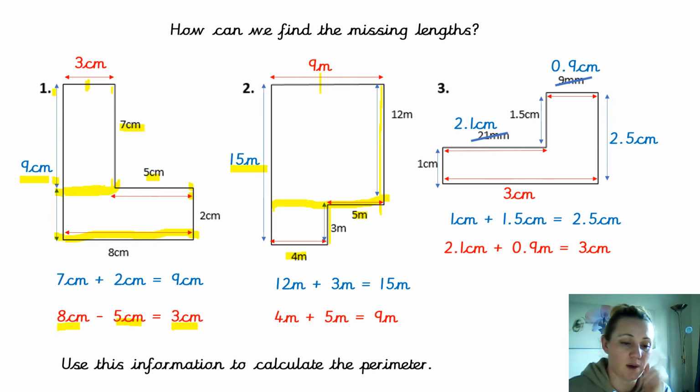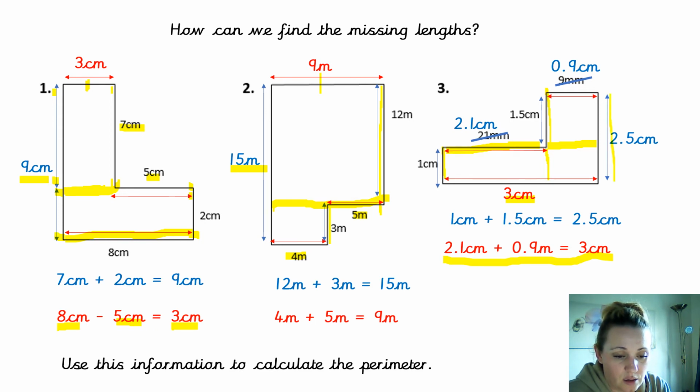And then finally for this one, we had some different measurements here. We have millimetres and centimetres. So the first job is to convert them so they're all the same. So convert your 21 millimetres to 2.1 centimetres, 9 millimetres to 0.9 centimetres, and then you can work out your missing lengths. So you can say, right, well, that length add that length, 2.1 add 0.9 is 3. So I've done that one first. And then going across, we've got our 1 centimetre here, so that must be 1 centimetre, plus our 1.5 there, so it totals 2.5.